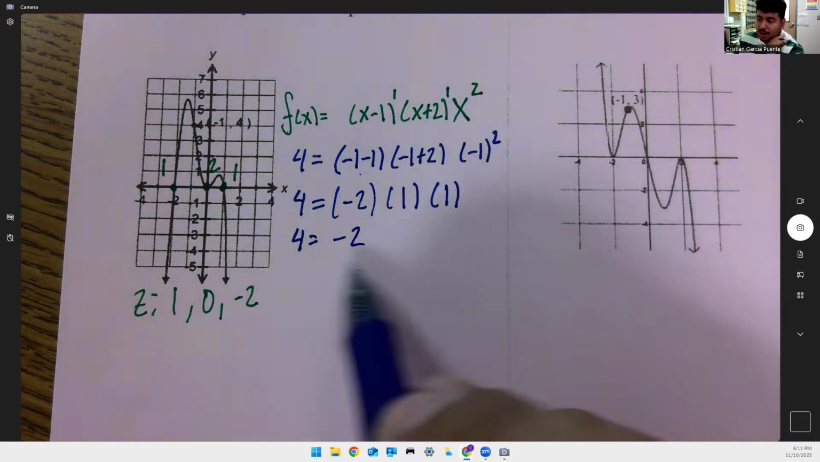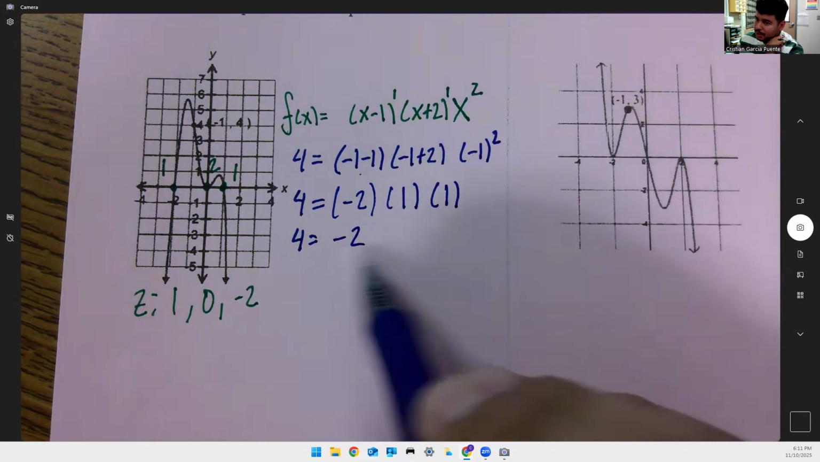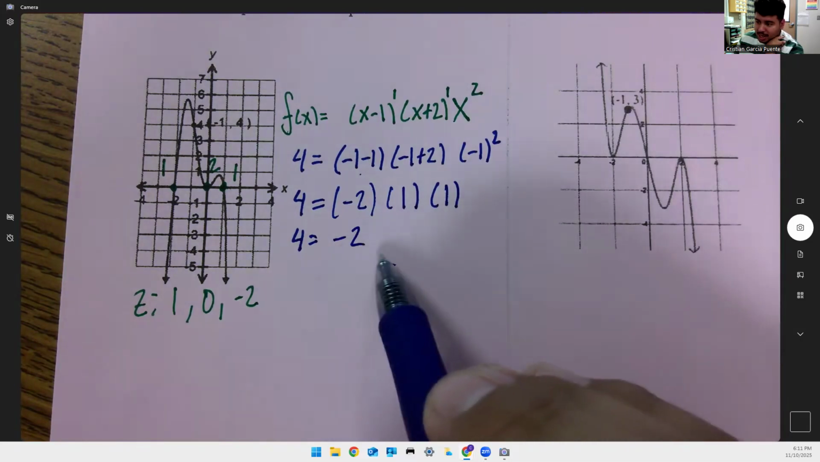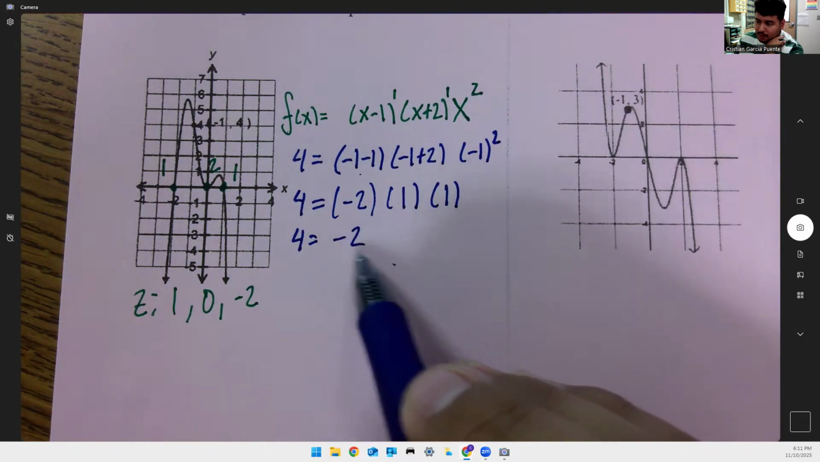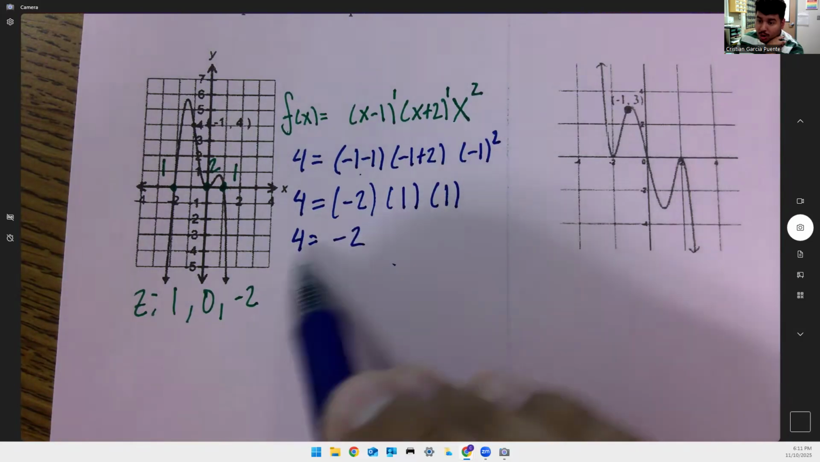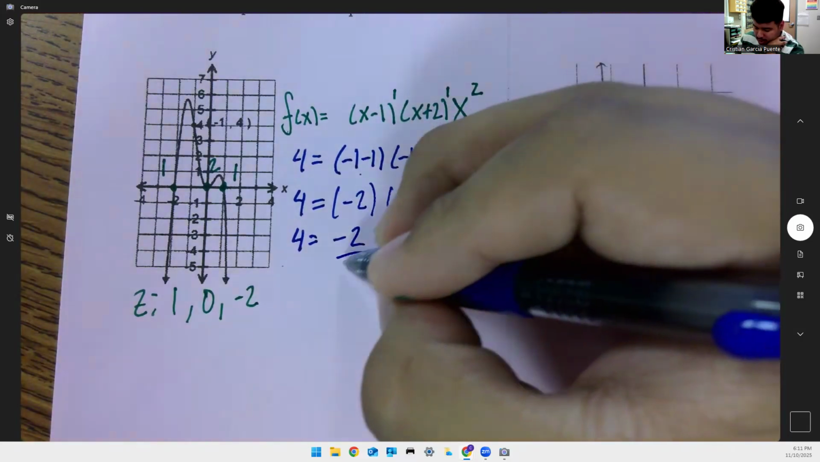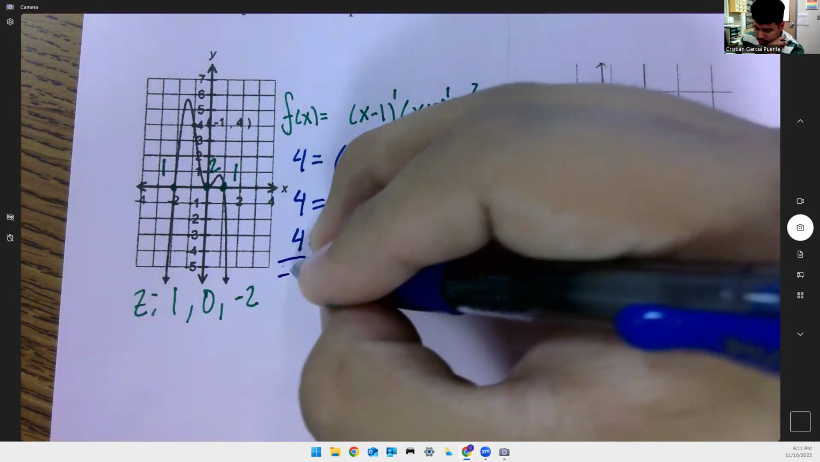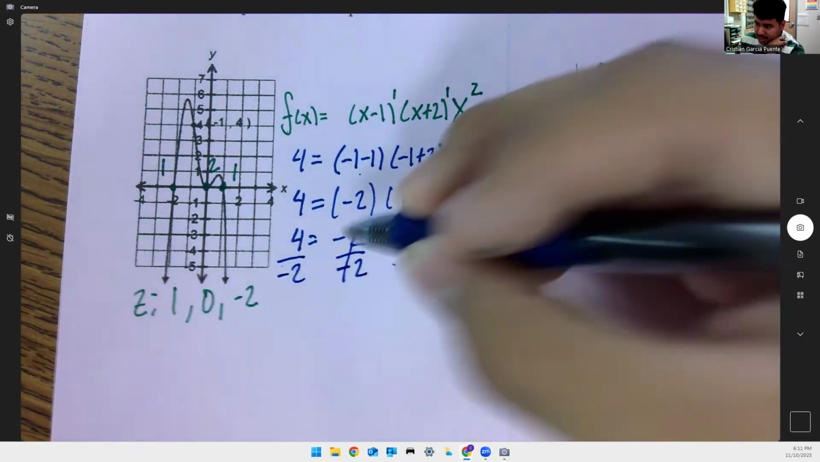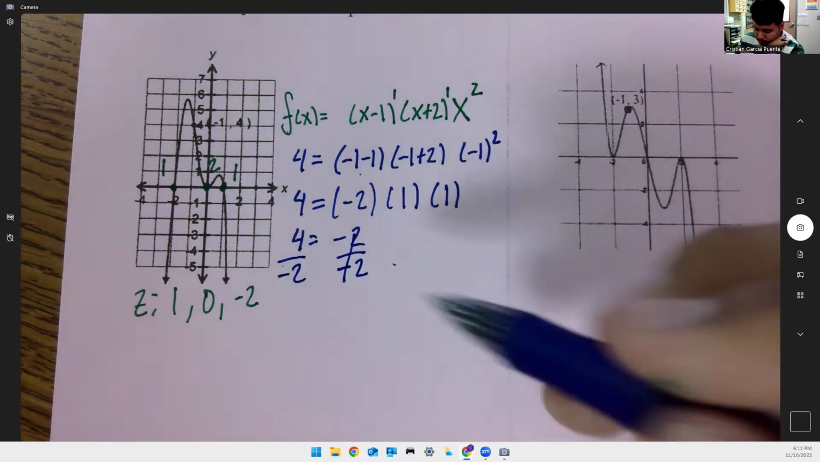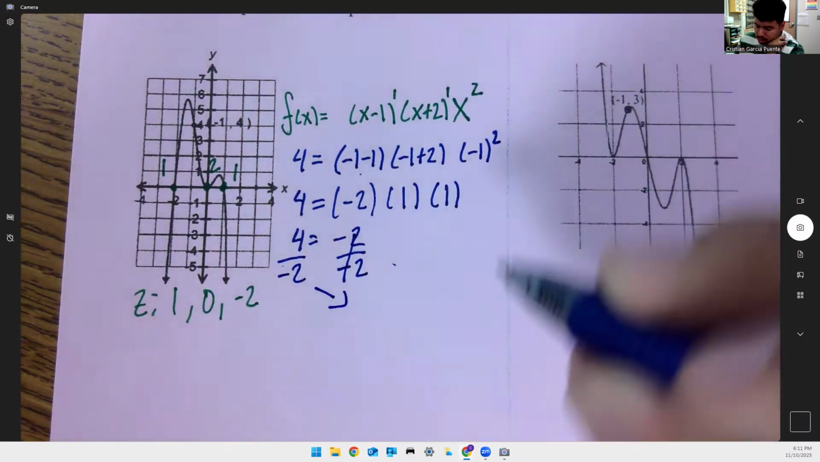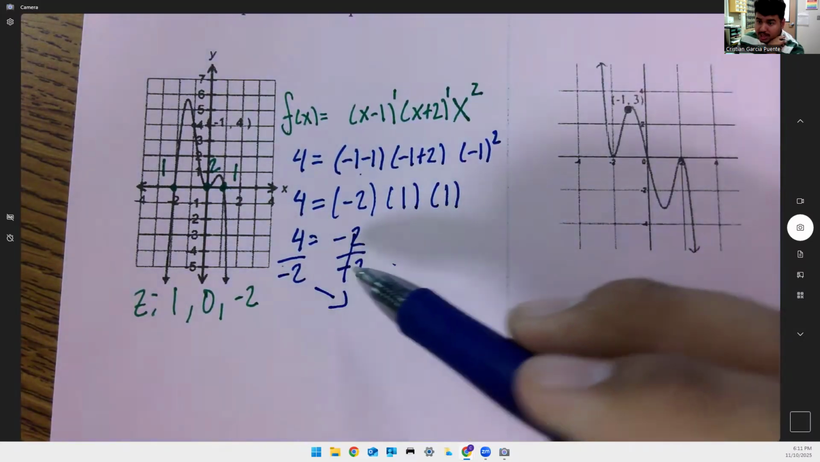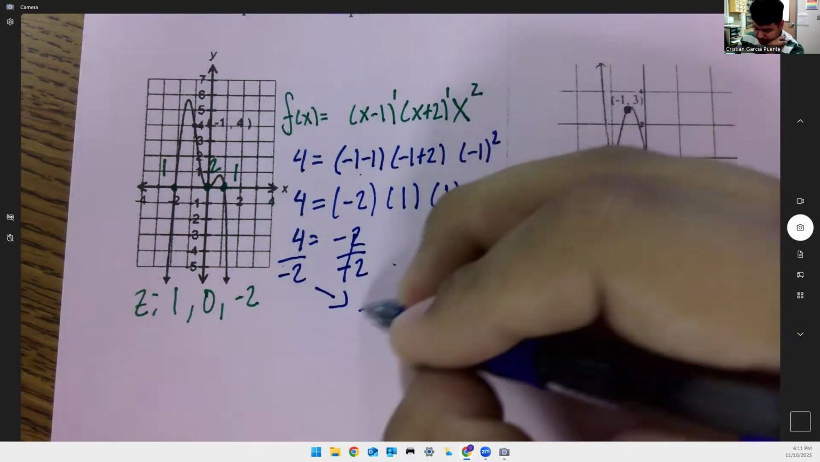Now, once you get to this, you see how the numbers are not the same? Since they're not the same, what we're going to do is divide the right number on both sides. So we're going to divide this by -2 on both sides. This here is just going to cancel. And then what's 4 divided by -2? It's just going to be -2.